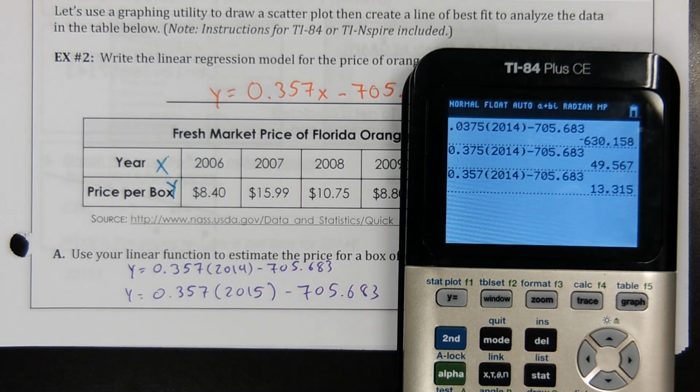Third time's a charm. There we go. 13.32, because it's money, we need to round to 2 decimals. $13.32.